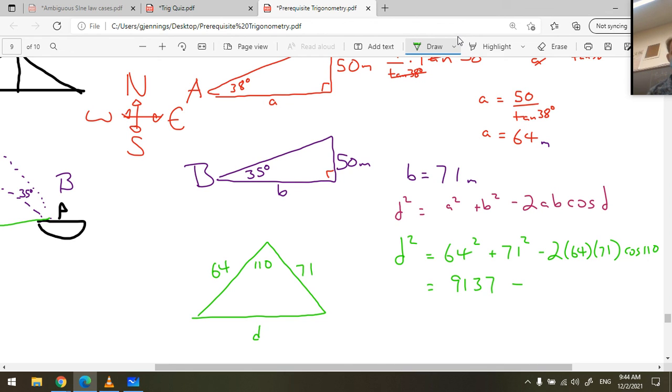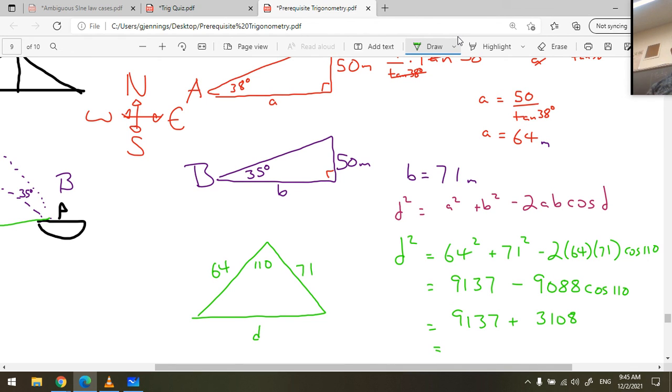So maybe I'll do this in one piece and then do the cosine last. 64 times 71 times 2 equals 9088, times cosine 110. Now I do that on my calculator. Multiply by cos 110 equals negative 3,108. So when I do minus a minus, that would be a plus. So I have 9137 plus 3108, and then I get the final answer.